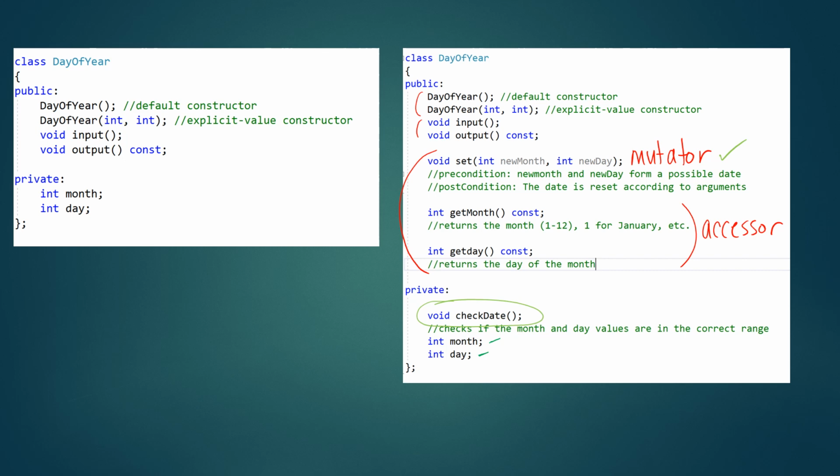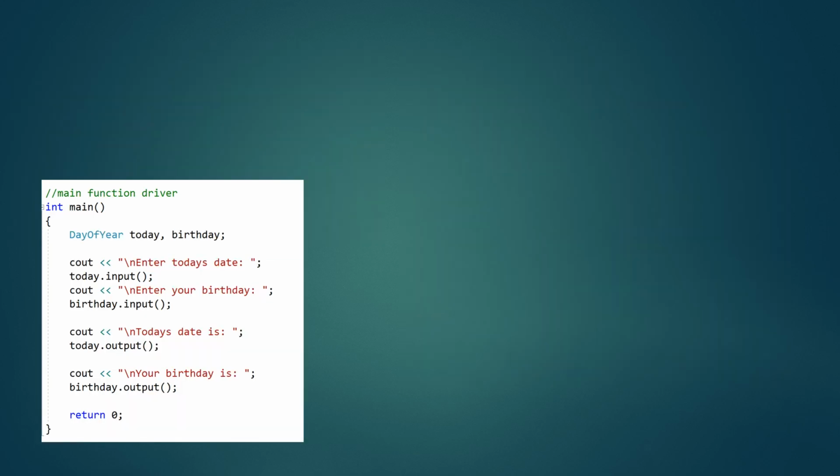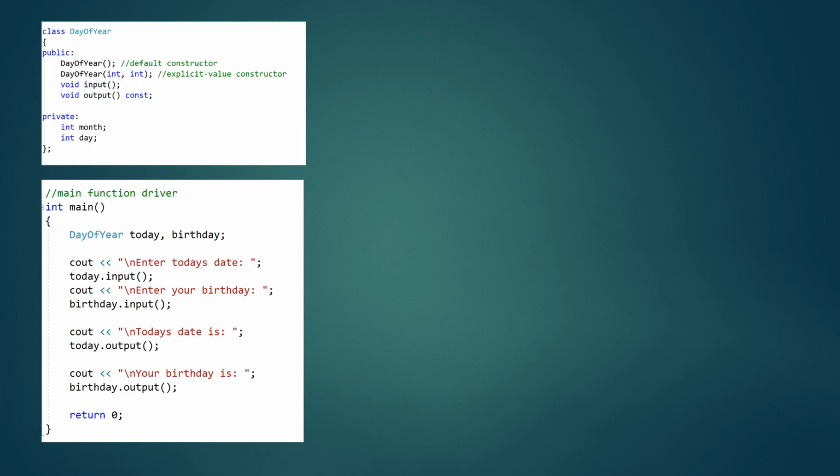And let's see what's next. All right, so here is my main function. We're reviewing what we did in the last video. This is my very simple class, which has a default constructor and an explicit value constructor. So let's review one more time what the explicit value constructor does. I could declare DayOfYear birthday and pass it two values. Today and birthday would call the default constructor. This bday right here would call the explicit value constructor.